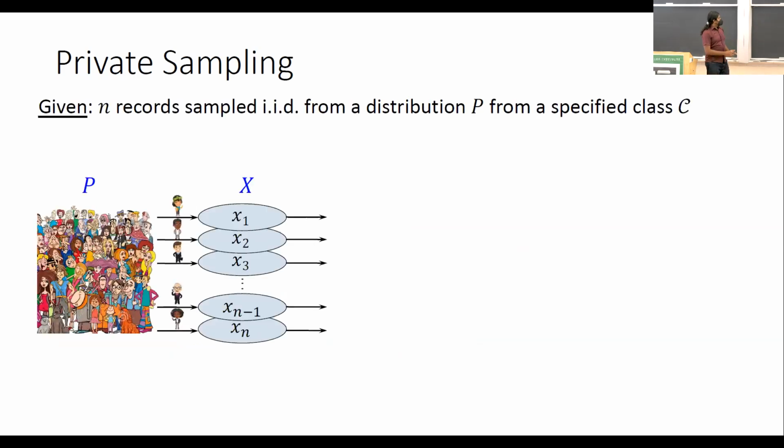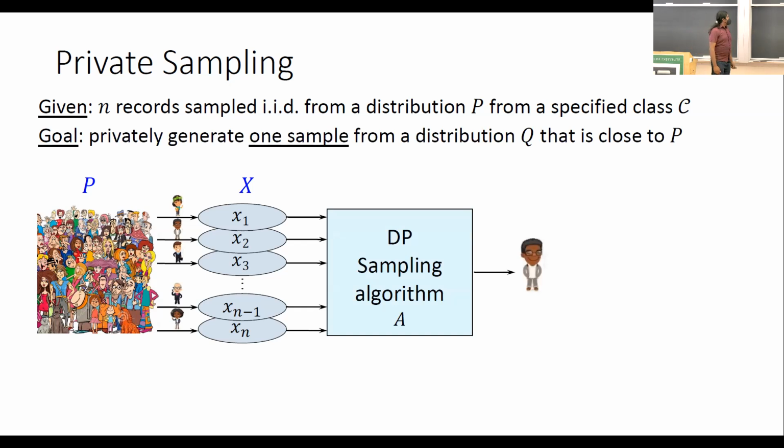So what are we given in this problem? We're given n records that are sampled IID from a distribution P that's from some specified class of distributions C. So C sort of corresponds to some prior knowledge you have about the distribution. Okay. And we think of these n records as individuals' data, basically, in this setting. And the goal of the sampler is to privately generate a single sample from a distribution Q that is close to P. So we want to generate a single sample, and we want that this sample has some distribution Q which is close to P.